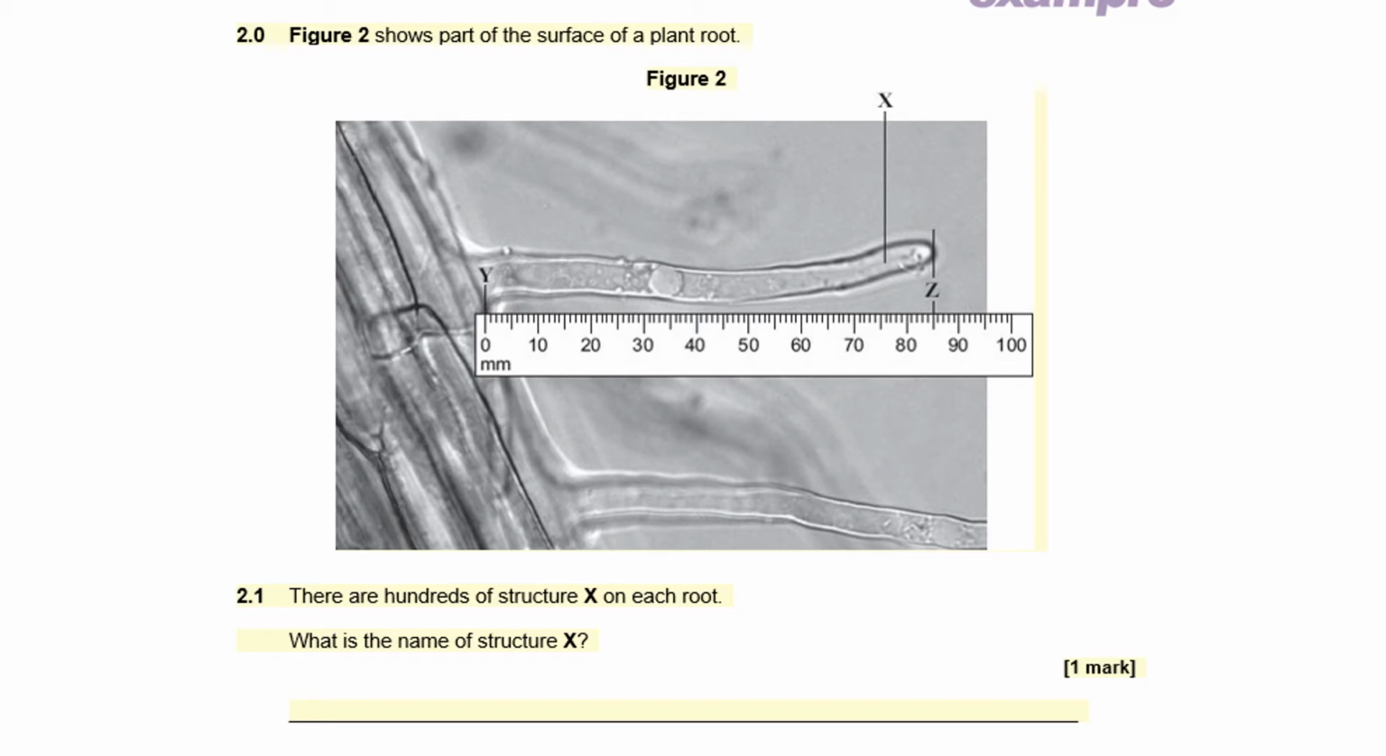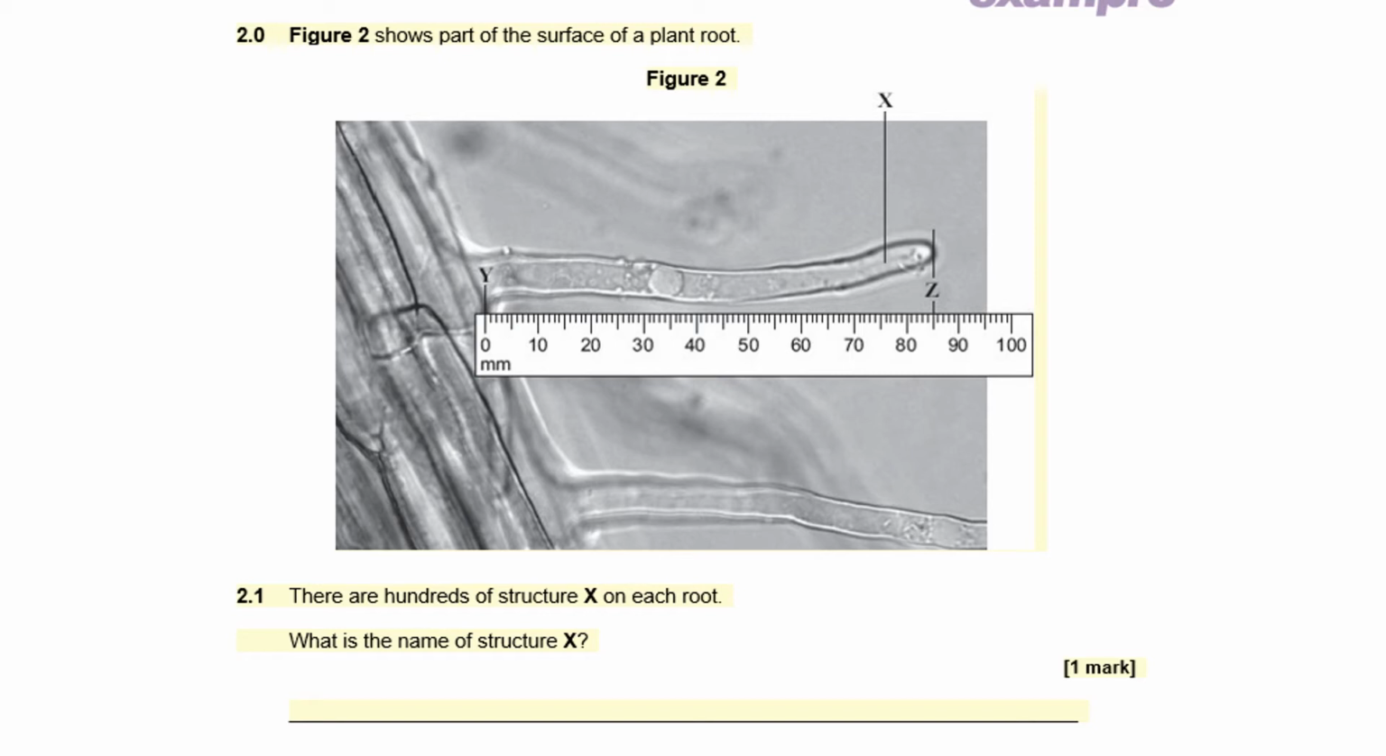Now, if you see those graduations, which are the little lines in between the 0, 10, 20, etc., we must make sure that if we're asked any questions about length, that we're being very precise and we're using those graduations. But the first question is just asking what the structure is. So 2.1, there are hundreds of structure X on each root. What is the name of structure X?